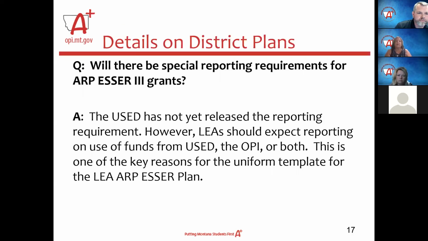Will there be a special reporting requirement for ARP ESSER3 grants? So the Department of Ed has not yet released the reporting requirements. However, we should expect reporting on use of funds from US Ed as well as OPI or both. This is one of the key reasons for the uniform template for the LEA ARP ESSER plan.